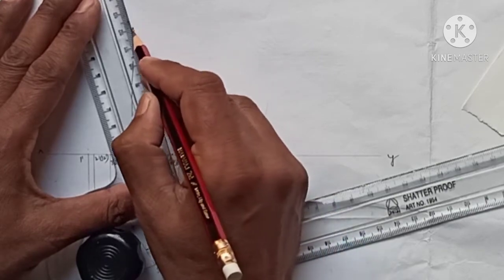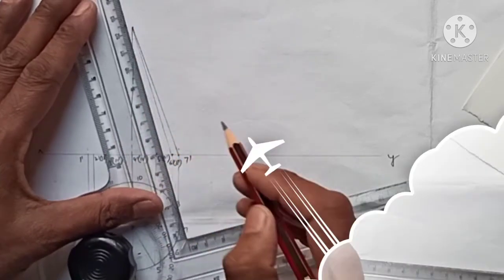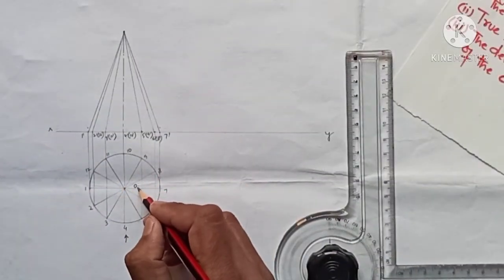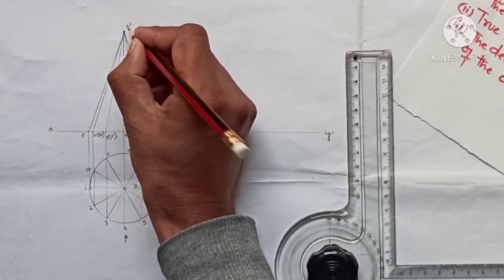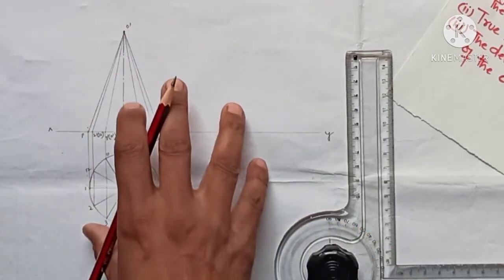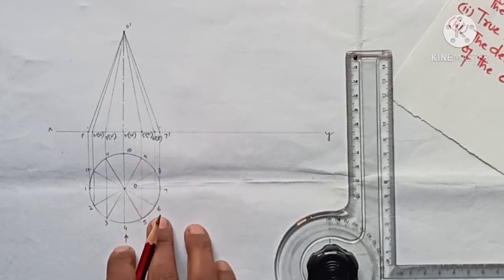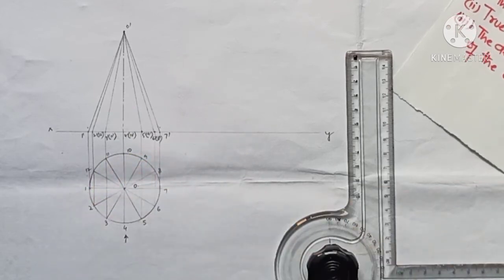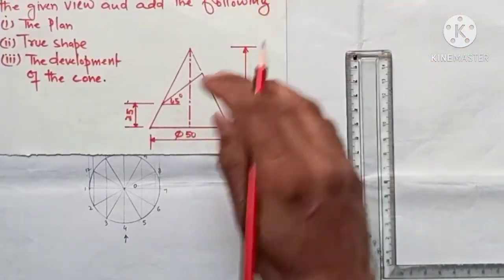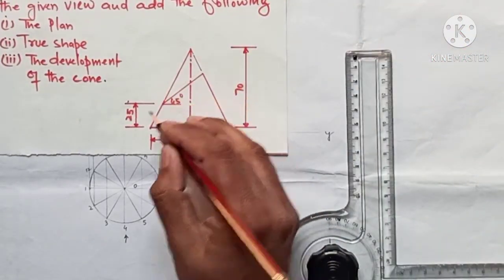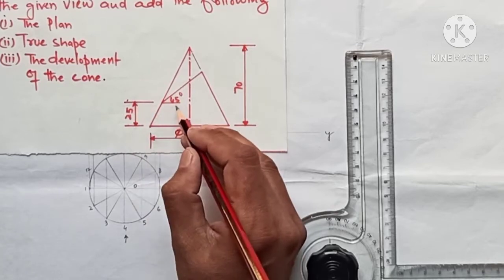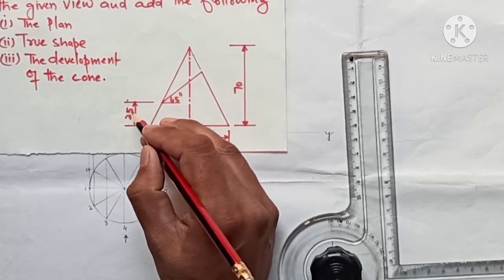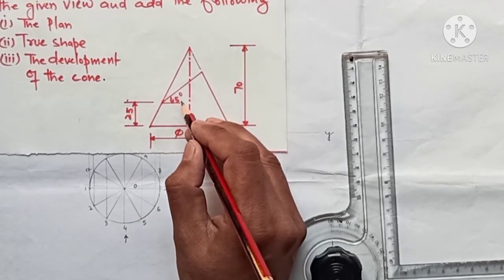And remember, these lines should be very light. As such this was 0, so let's give this 0 prime. So this is my front view which is ready, and this is my top view or the plan. Now one important thing is that this cone is truncated at a height of 25 and at an angle of 45 degrees.